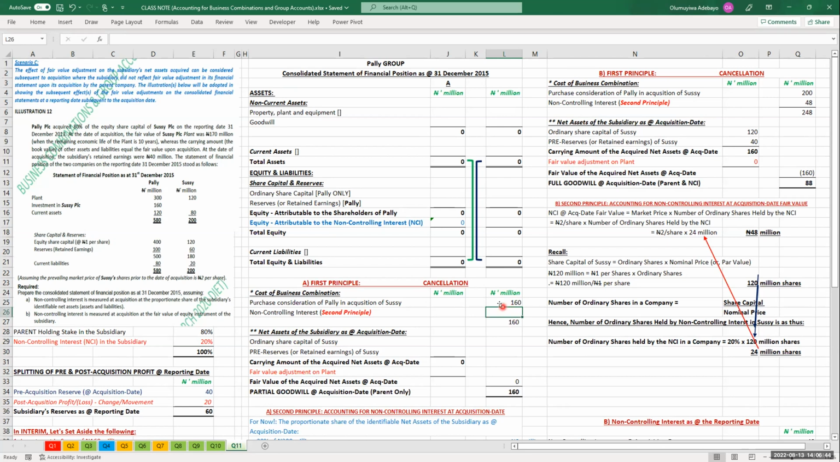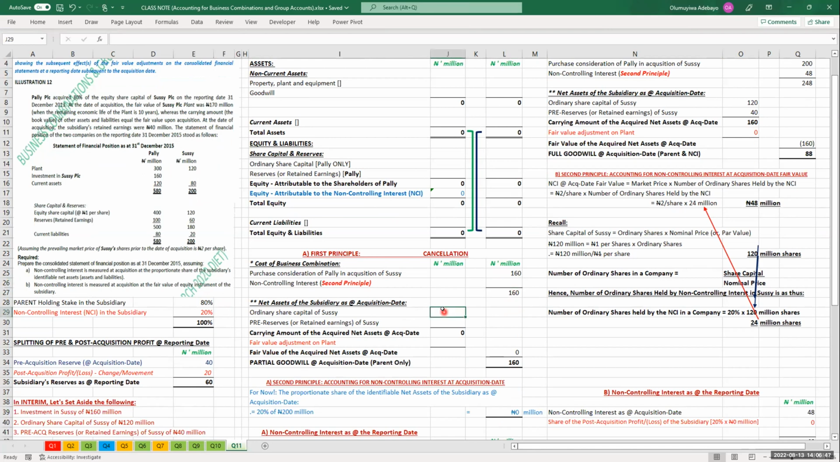I'll come back to measure NCI. The share capital still remains at 120, while the pre-acquisition reserve is now 40. Which means the carrying amount is 160, and I need fair value.